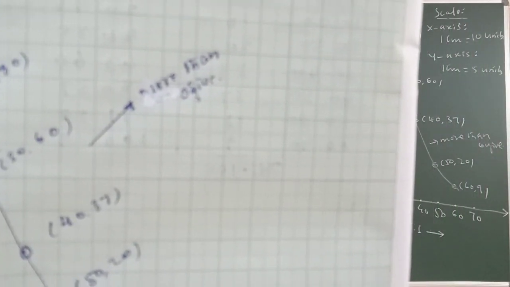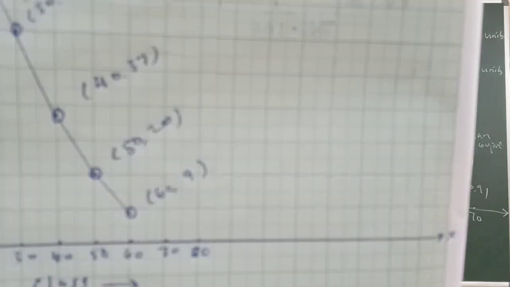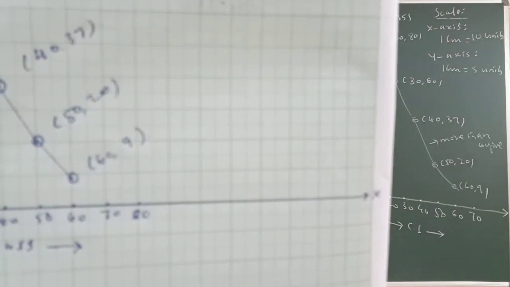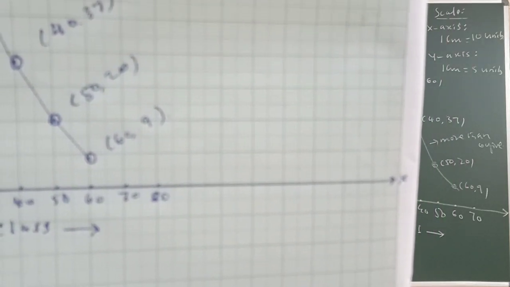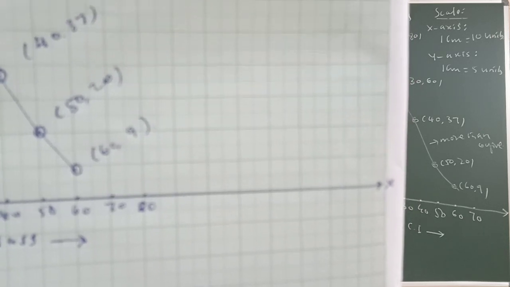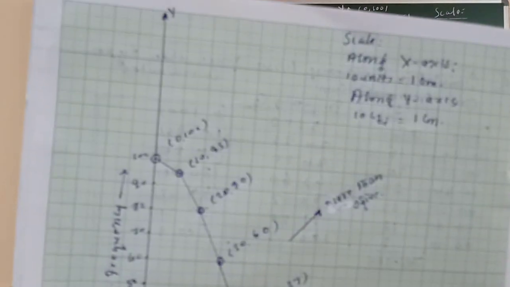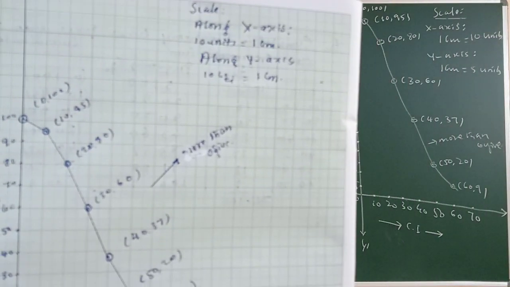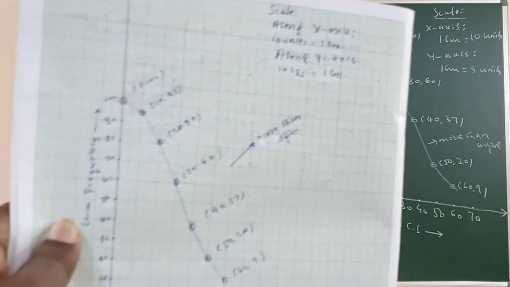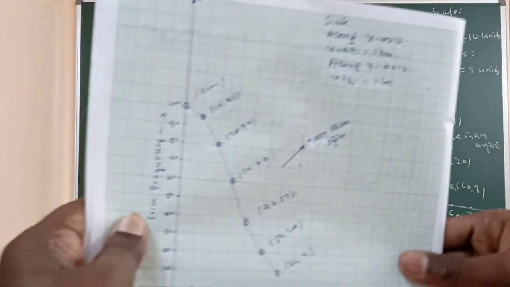Next, 40, 37, and then 50, 20, finally 69. So 69 means just from that x-axis, 9 divisions. Then you join all the coordinates, we get a smooth curve. This is what we say, the more than OGIVE.